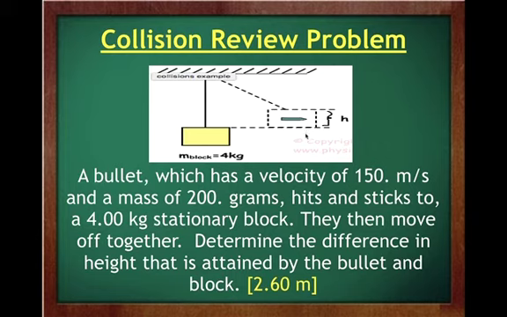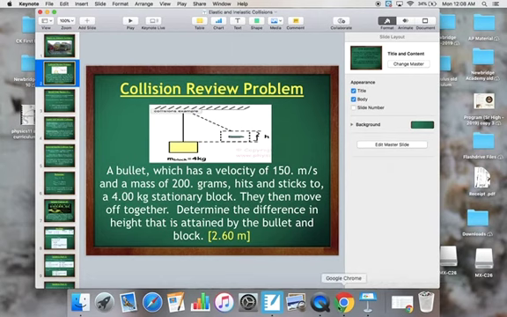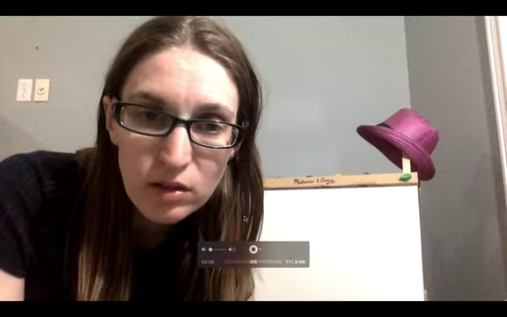What we're being asked is to determine the difference in height that's attained by the bullet and the block. You can see here, as it swings, it will go up, so we're trying to figure out what's happening there. We'll start with our collision work, using conservation of momentum to figure out what's happening after the collision itself. What's the velocity at which it's moving? Because that's obviously going to help us figure out the distance it would have traveled, okay? So let's start with that.